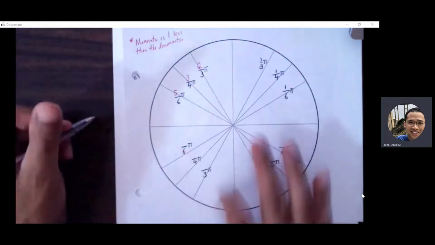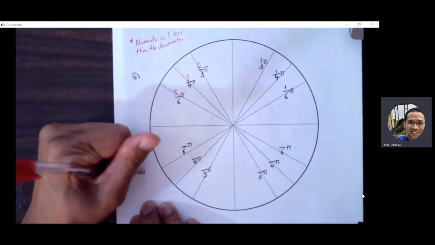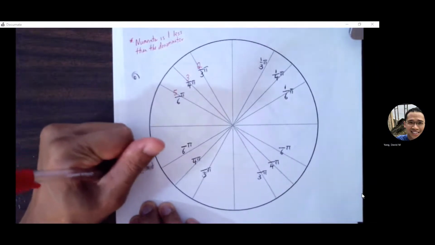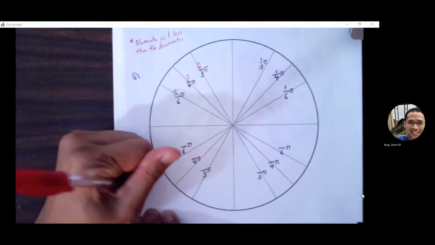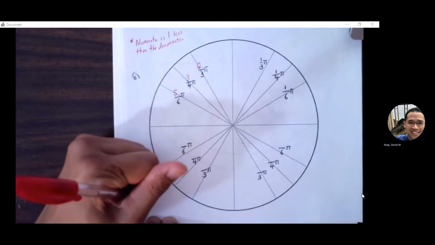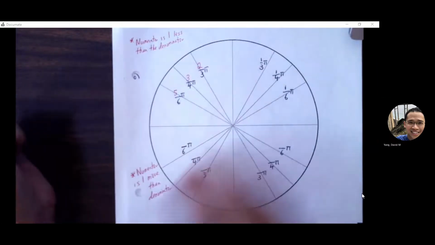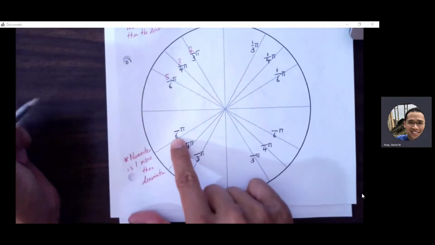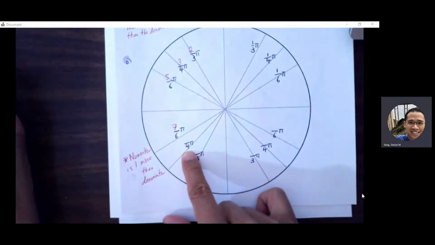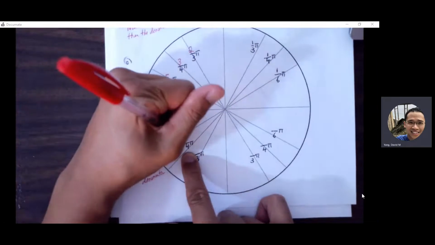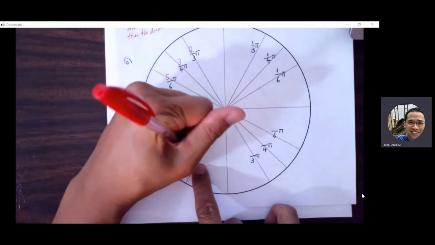Now, third quadrant, there's also a special pattern here. It's the fact that your numerator is 1 more than the denominator. So if we look at this denominator here, 6, 1 more than 6 is 7. 4 is this denominator. 1 more than 4 is 5. This denominator is 3. 1 more than 3 is 4.